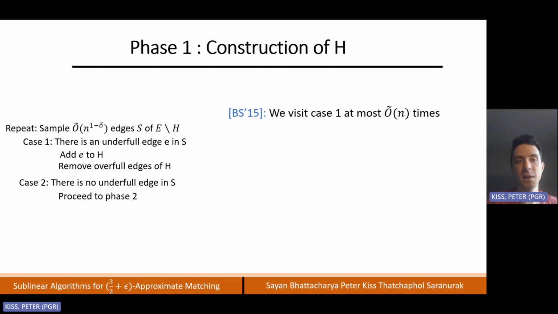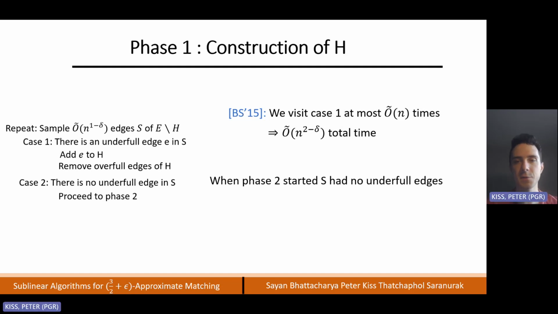Since there can be at most Õ(n) underfold edge insertions and overfold edge removals with the EDCS, we will revisit case 1 at most Õ(n) times, which means that the total time of this operation is Õ(n^(2−δ)). Removing overfold edges can be done efficiently, not that here.